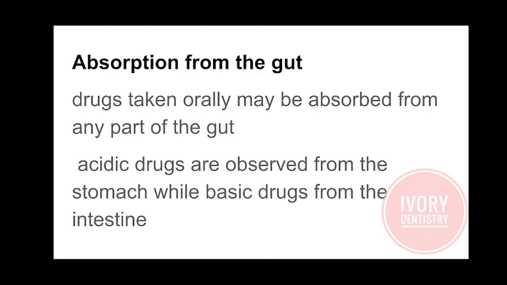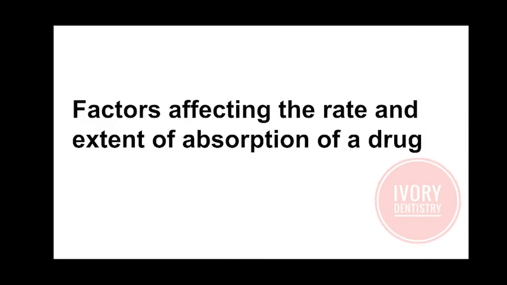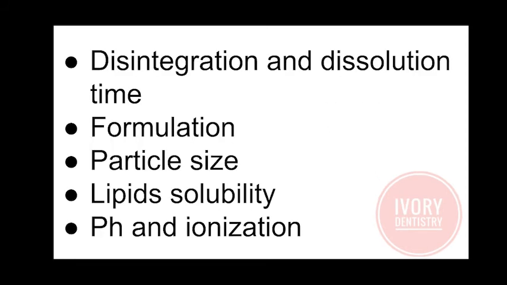Drugs taken orally may be absorbed from any part of the gut. Acidic drugs are absorbed from the stomach while basic drugs from the intestine. Factors affecting rate and extent of absorption of a drug. This is very important and a mark question. Let's see what are the factors.